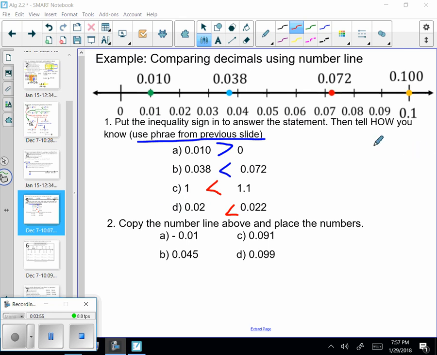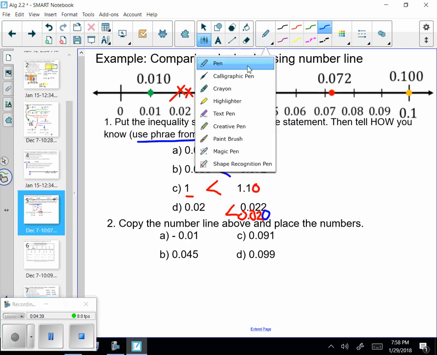C is hard because 1 is off of our number line and 1.1 would come after. 1.1 is to the right because we could think money. $1 versus $1.10. $1.10 is bigger. D isn't so bad. We have 0.02. That would be right here on the number line. 0.022 would be just after. We can double check by lining up our decimals, adding a placeholder, and verifying that they're both positive, so I look for the biggest digit that's different.